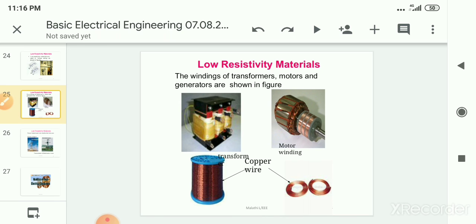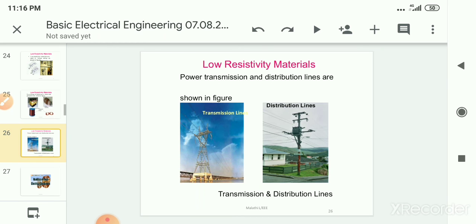Here, for winding purposes, we always use copper wires. The windings used in transformers and motor windings, here these are windings. If we open a fan, it also has some windings. It is always made with copper only.